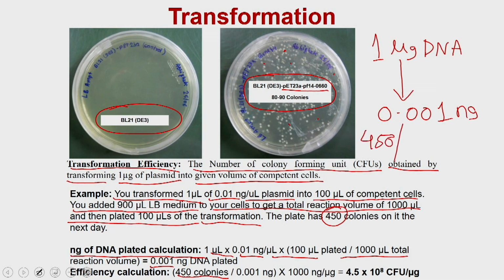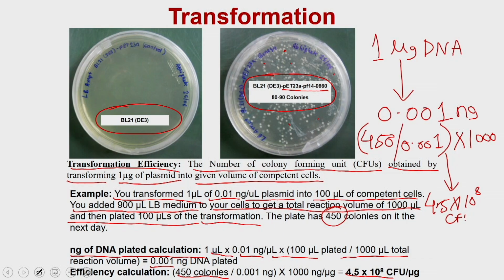Now divide 450 by 0.001, and the number you get, you then convert into micrograms. To convert that into micrograms, you have to multiply this number by 1000, and the number you get is 4.5 into 10 to power 8 CFU per microgram. This is the transformation efficiency of this particular competent cell preparation that you have prepared.